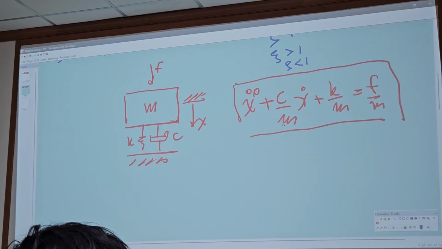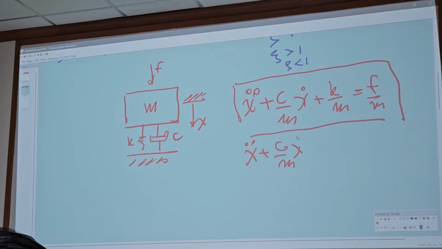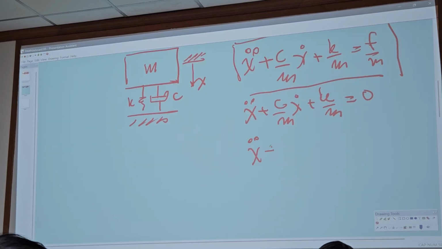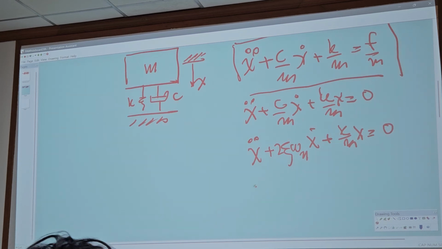See? And you have the solution, right? This one: x double dot plus c over m x dot plus k over m x equal to 0. Let's see the homogeneous first. Okay? And this one, you can write in this form, right? The solution of this one will be this one, right?